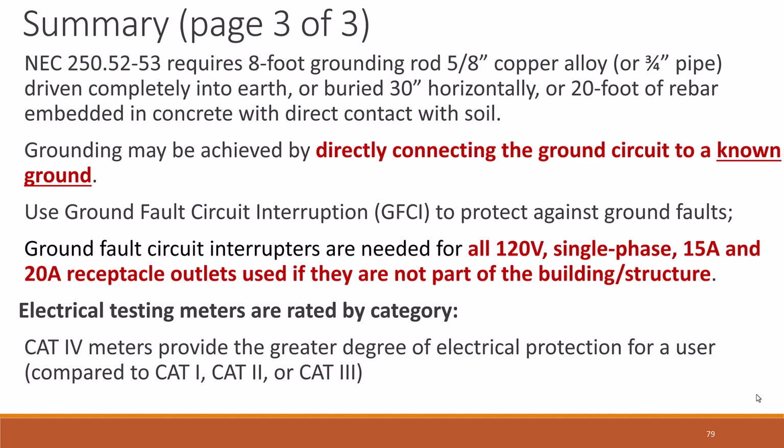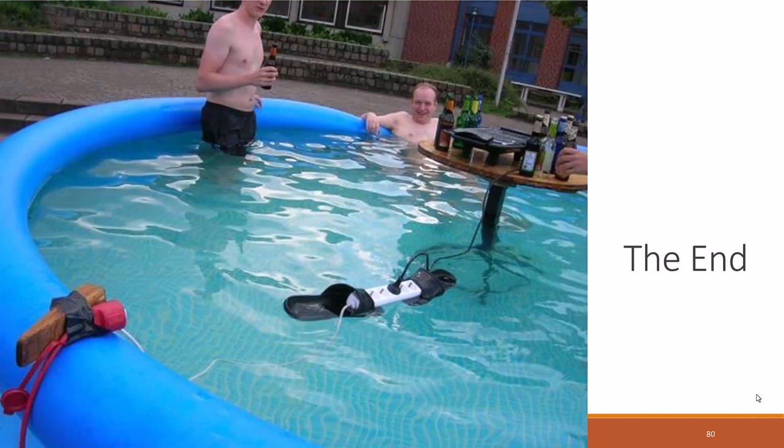And the last point is really about that thing I just mentioned about the category ratings here. Electrical testing meters are rated by category. Cat 4 meters provide the greater degree of protection for a user compared to the Cat 1, Cat 2, or Cat 3. So Cat 1 is the worst, and it scales up from there. Okay, so there we are, finally at the end of electrical protection and prevention.